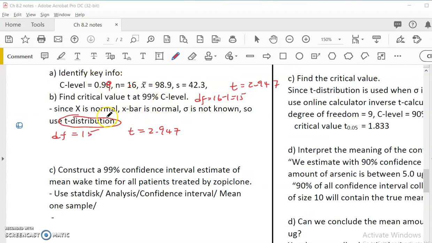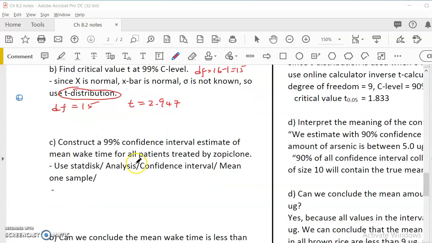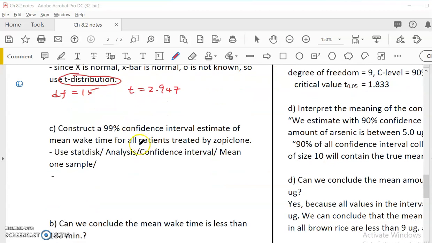We're in the middle of finding, well, I think we find the critical value using the inverse t calculator. It is t because there's no sigma, right? So the information we have is only n, x bar, s, and the confidence level, and no sigma. So you have to use t. So t is 2.9. Now we would just construct the confidence interval.